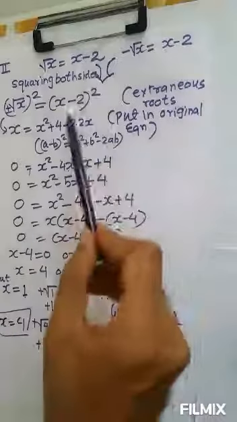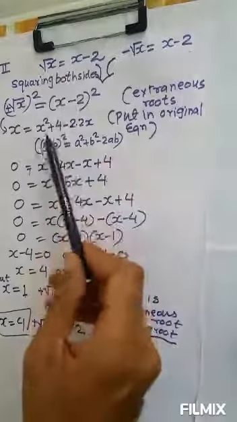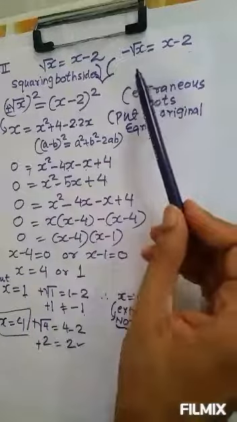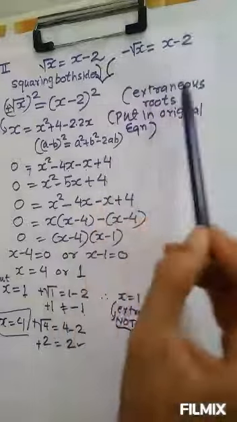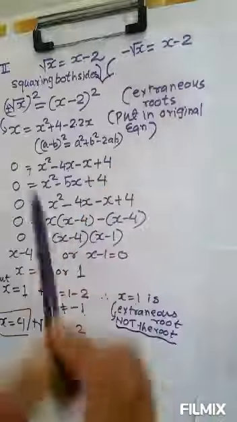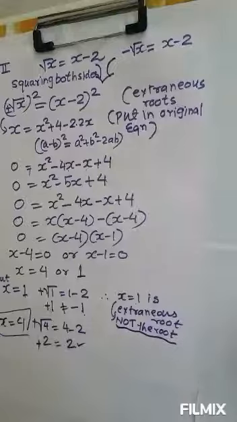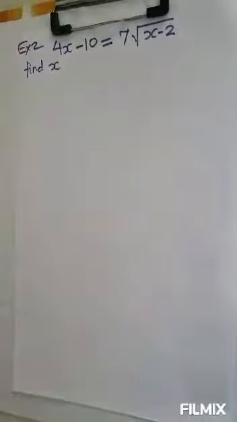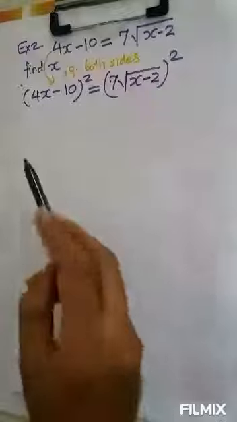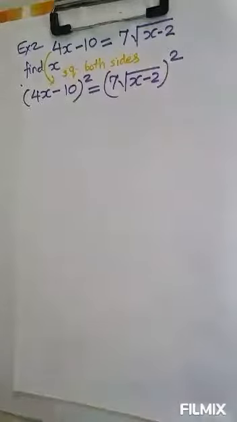Okay, so if you square an equation, we tend to get roots of some other equation also, and those roots are what we call extraneous roots. To emphasize my point, let's take another example: 4x minus 10 equals 7 under root x minus 2. Find the value of x. So how will we solve this? Let's think, which is obviously squaring both sides.